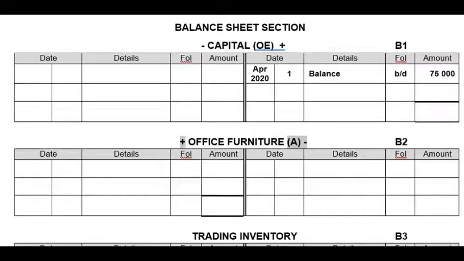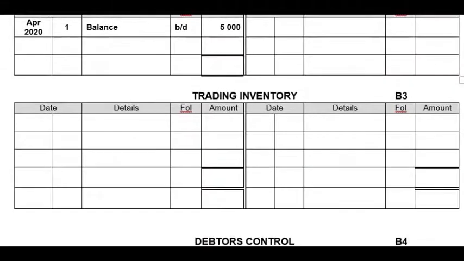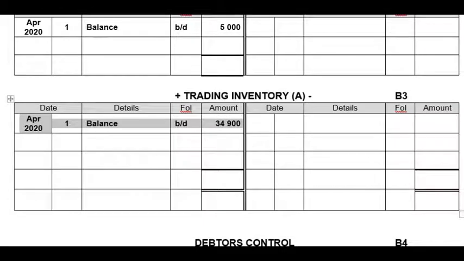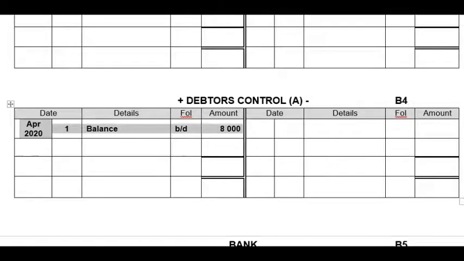Okay, then our next account, office furniture, is an asset account. Assets are the A of dead. Therefore, the opening balance goes to the plus side, which is the debit side. Then the next account, trading inventory, is also an asset that increases on the debit side, so the opening balance will go to the debit side. The next account, debtors control, is also an asset that increases on the debit side, so the opening balance will go to the debit side.